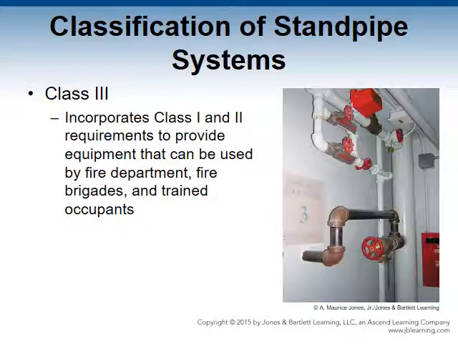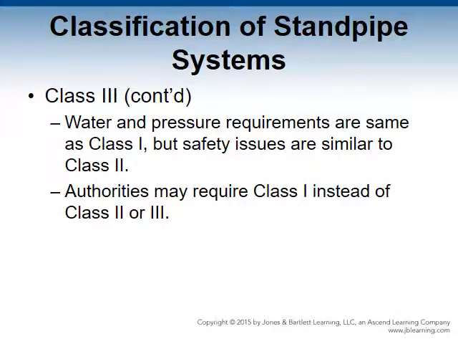Class 3 standpipe system. These systems incorporate Class 1 and 2 requirements to provide equipment that can be used by fire department personnel, fire brigades, and trained building occupants. They should provide 2.5 and 1.5-inch hose outlets, or 2.5-inch hose outlets with a 1.5-inch adapter. Each hose station allows a 1.5-inch or 1-inch hose and nozzle.